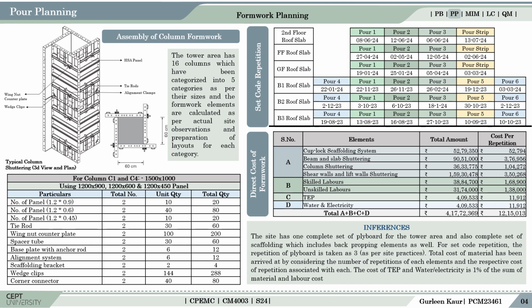The figure shows the repetition of sets on the consecutive floors vertically, denoted by color coding from B3 till the second floor roof slab, which would be followed similar way till the 18th floor. Coming to the direct cost of formwork, the material cost is calculated for all by multiplying the pour-wise quantities with the unit cost. The labor productivity similarly per pour has been used to calculate the labor cost. The TEP and the water electricity cost is considered 1% of the sum of the material and the labor cost. Considering the number of repetition differently for each material, the cost per repetition is then arrived at.